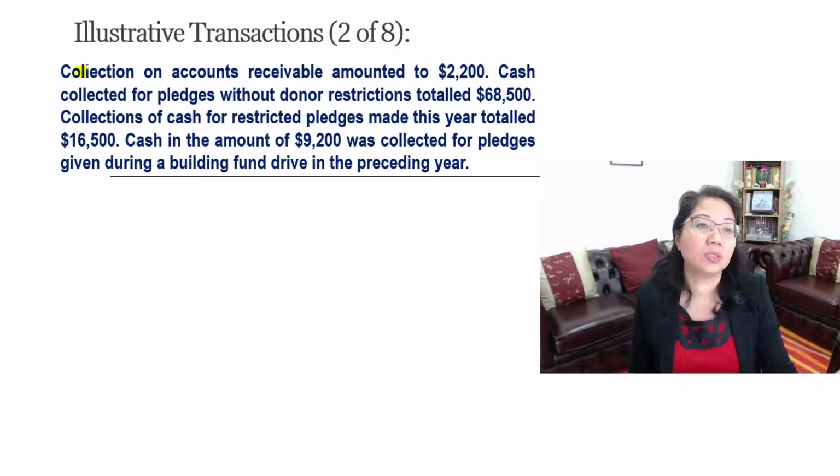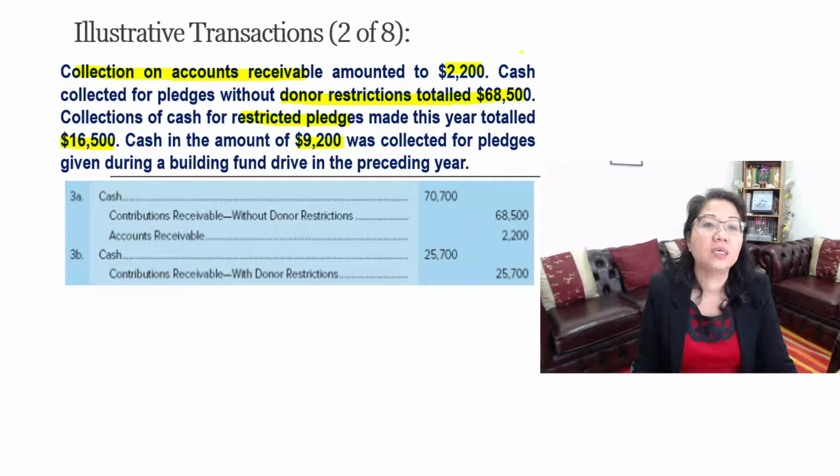The collections on accounts receivable amounted to 2,200. Cash for pledges without donor restrictions totaled 68,500. Collections of cash for restricted pledges made this year totaled 16,500, and cash in the amount of 9,200 was collected for pledges given during the building fund drive. We will first enter the first part of the transaction.